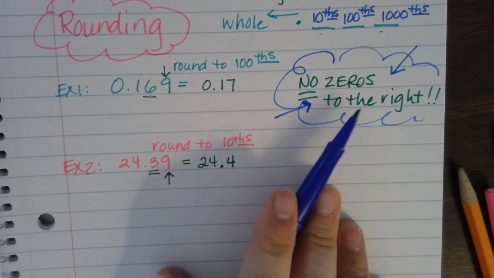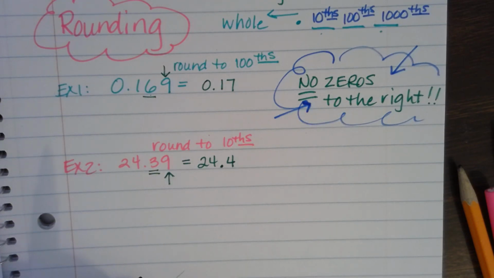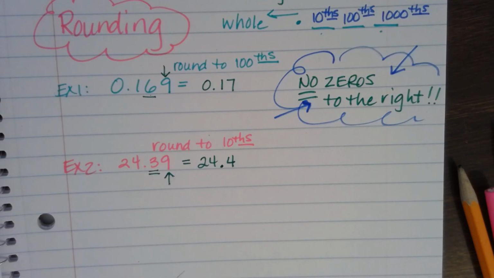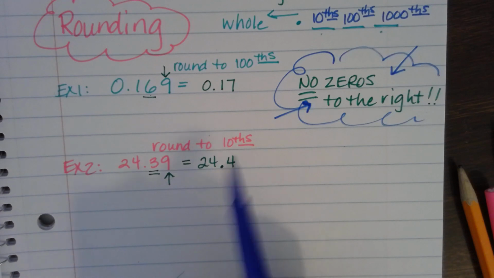We don't add zeros to the 9. We use the 9 to decide what happens to the 3, and with the decimals, we're just going to stop right there, because we want it rounded to the tenths place. They want it to the tenths place only, for whatever reason.